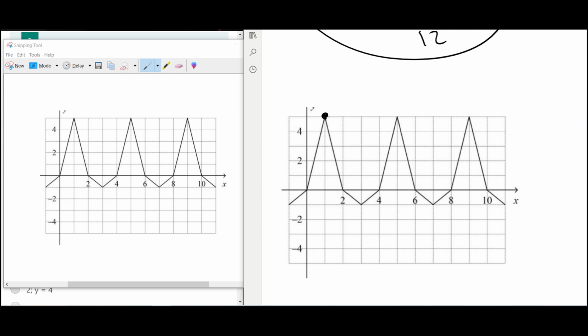Okay, so looking at this graph, to determine the amplitude and the midline, you have to figure out your maximum and your minimum. So I know that that's my maximum. I know that these points are my minimum, right? This one and that one. So this minimum is at -1. This maximum is at 5.